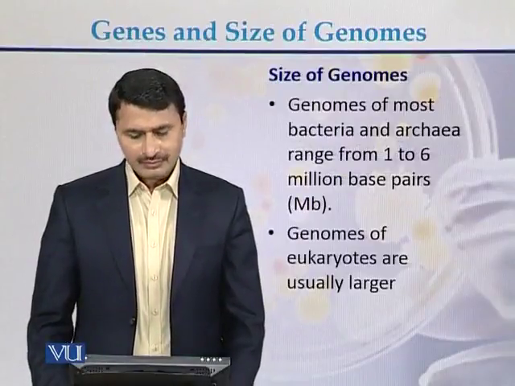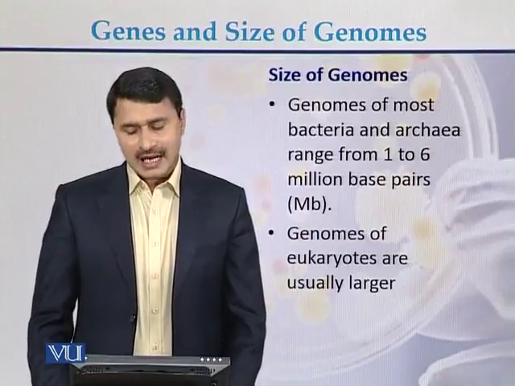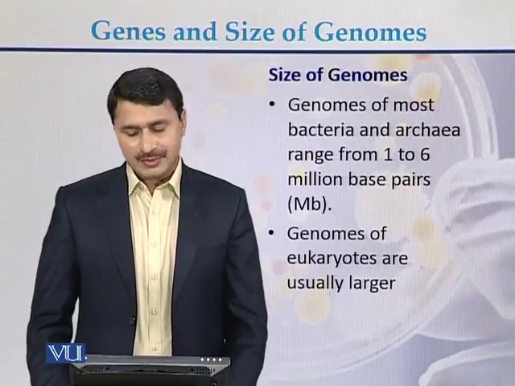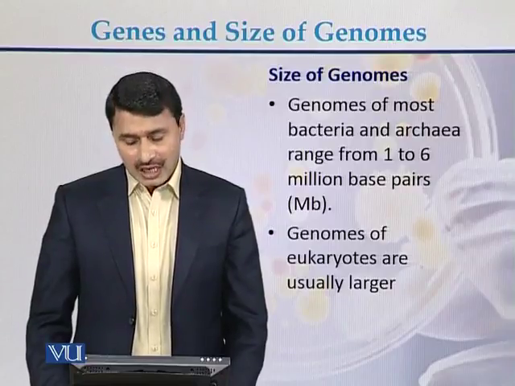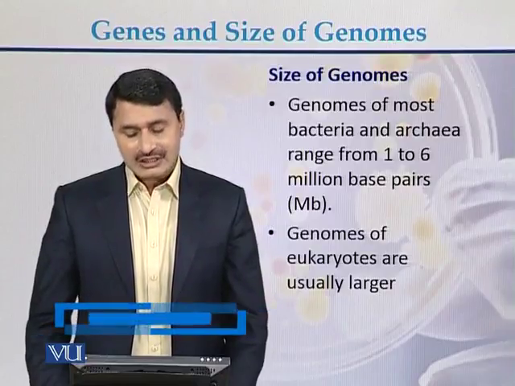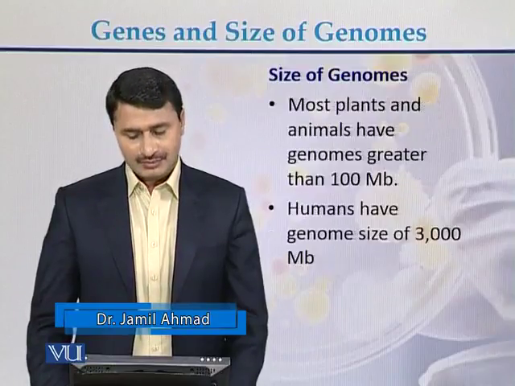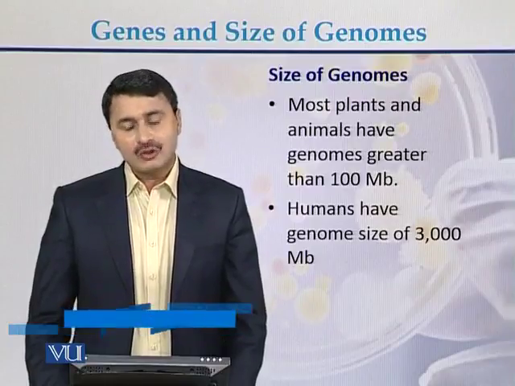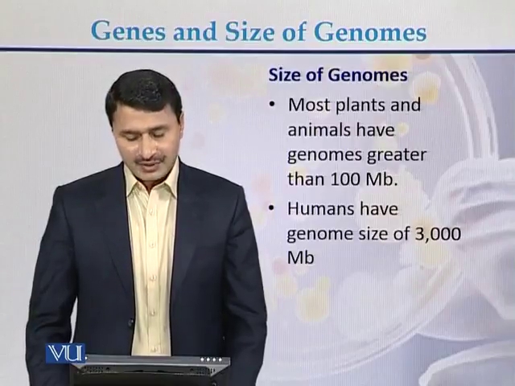Genes and size of genomes. Genomes of most bacteria and archaea range from 1 to 6 million base pairs. Genomes of eukaryotes are usually larger than the genomes of the prokaryotes. Most plants and animals have genomes greater than 100 MB of DNA.